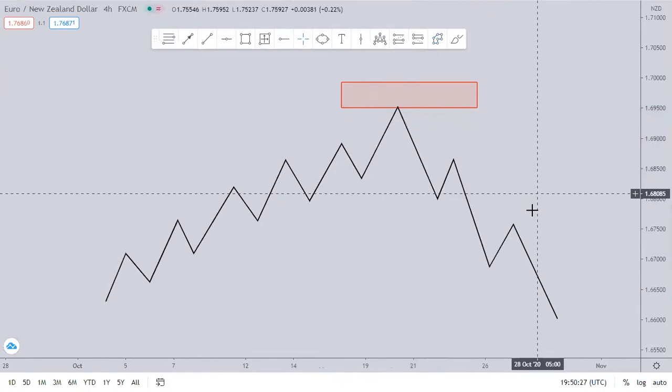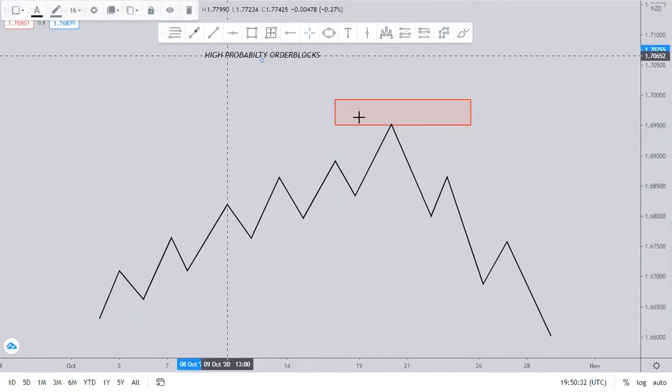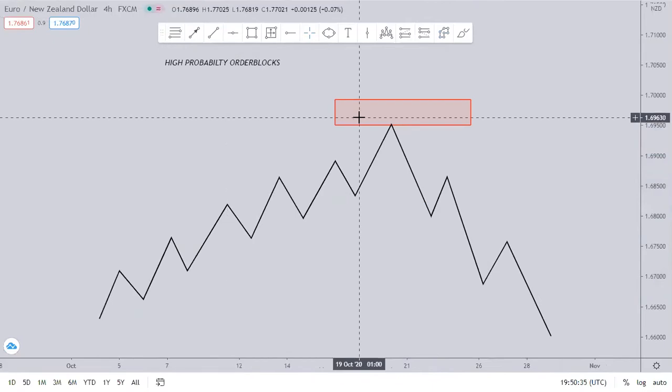So there are a lot of order blocks, but not all order blocks are high probability order blocks. You want to train your eyes in such a way that you can identify these high probability order blocks, because once the market goes towards that order block, that trade is very, very likely to play out. So you must take note of that.